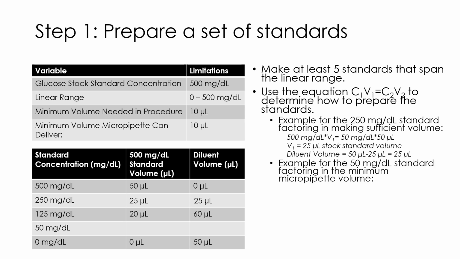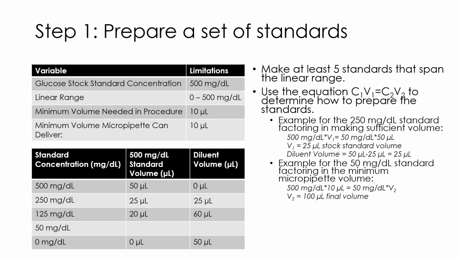In the next example, to prepare the 50 milligram per deciliter standard, preparing 50 microliters of standard would result in us needing to pipette a volume smaller than 10 microliters, which we can't do with the micropipette we have available. Instead of solving for the volume of stock standard we need to add to make the standard, we are going to set the stock standard volume to 10 microliters, the minimum volume our micropipette can deliver, and solve for the standard's final volume.